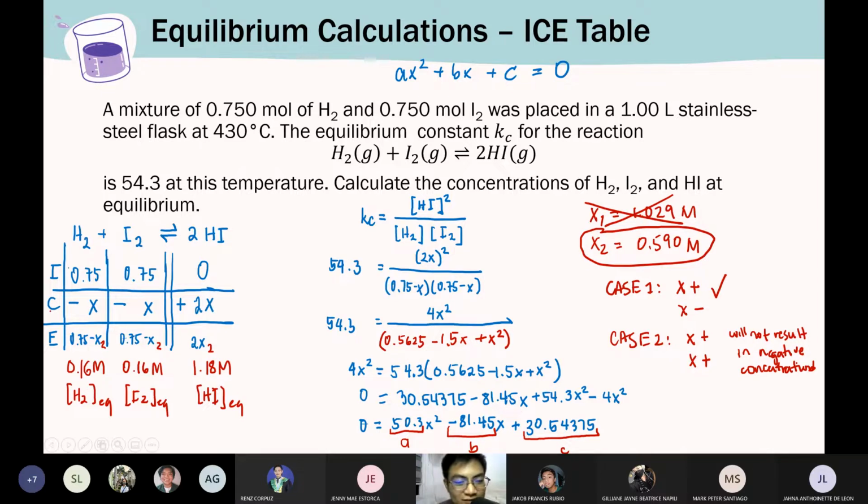Ganun lang. Di ba hindi na tayo nag-quadratic? Pindot-pindot lang sa calcu. Then, depending on the results, iba-iba yung pwede natin gawing interpretation. If it's a positive at negative, kunin mo yung positive. If pareha sila positive, kunin mo yung lesser x value. Okay? So, ganun.